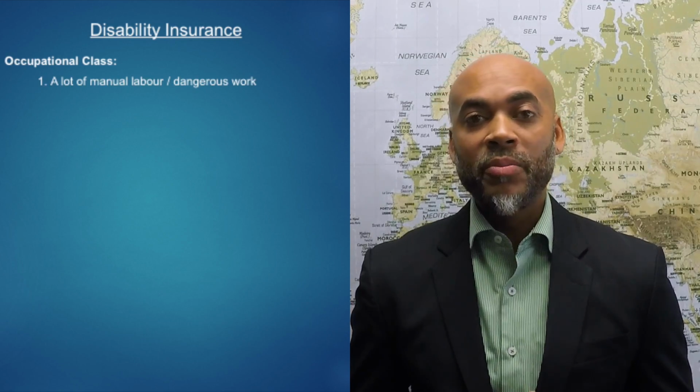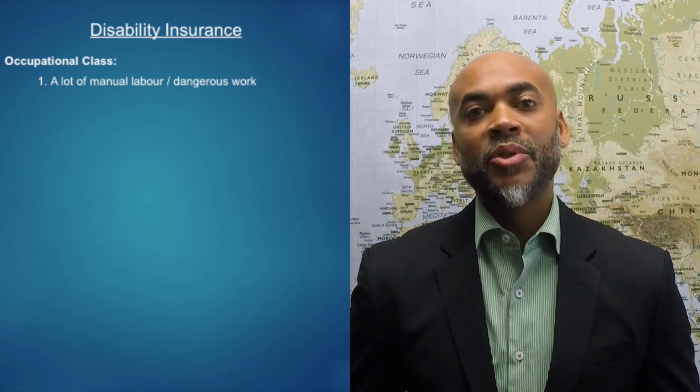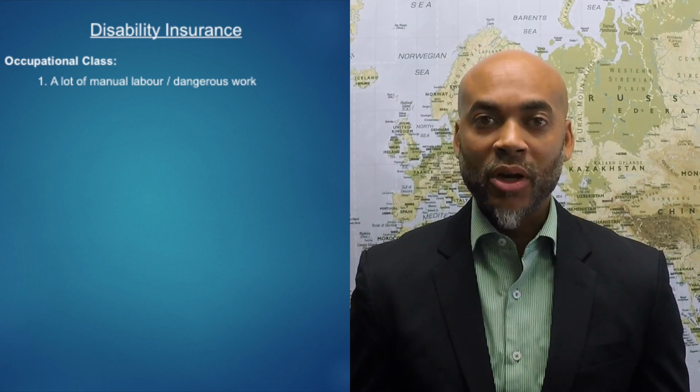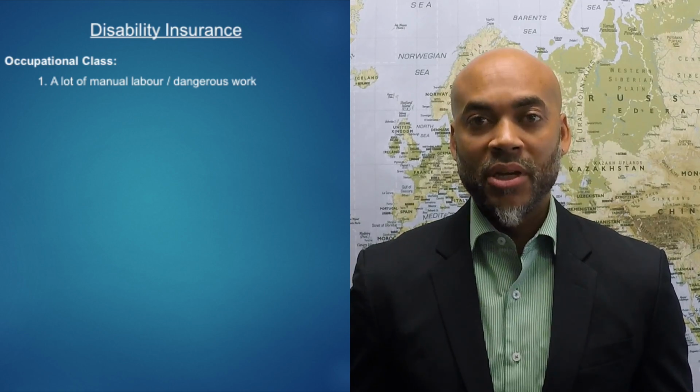Okay, so the first part of a disability policy is occupational class. Now, every carrier has a different system, whether it's A, B, C, D, 1, 2, 3, 4. That's how they classify the type of job that you do. Well, I'll use 1, 2, 3, 4 for this video. Let's start with a 1. A 1 would be considered more of a labor type job. So this is a person that is more physical, more hands-on, maybe a truck driver loading and unloading materials.